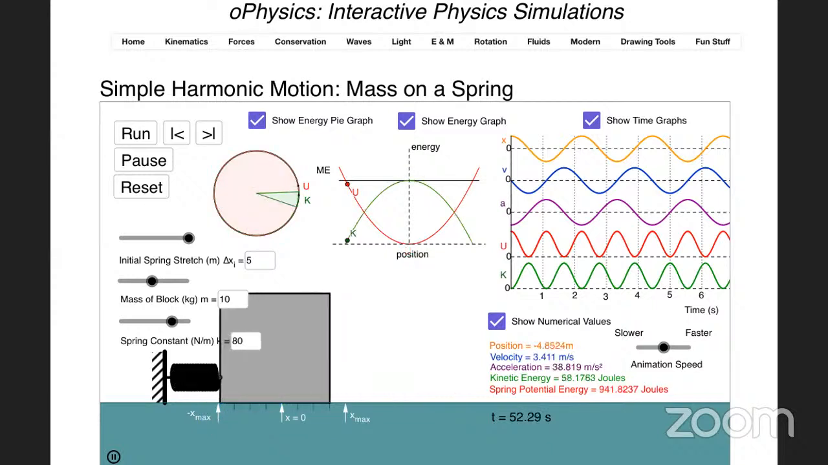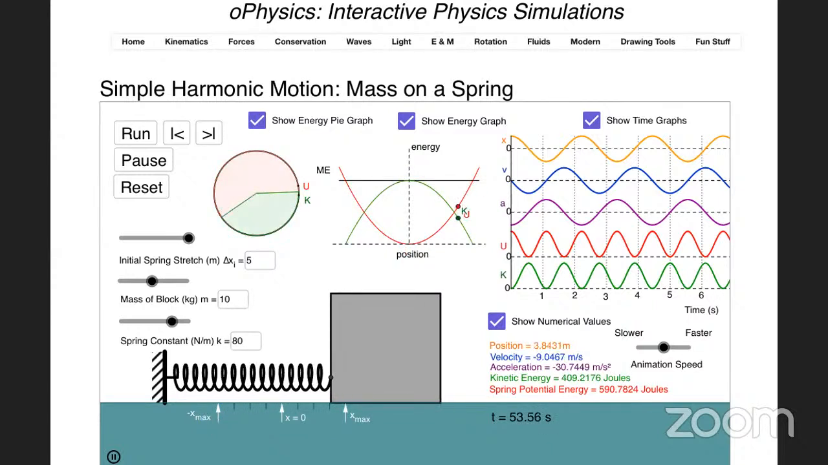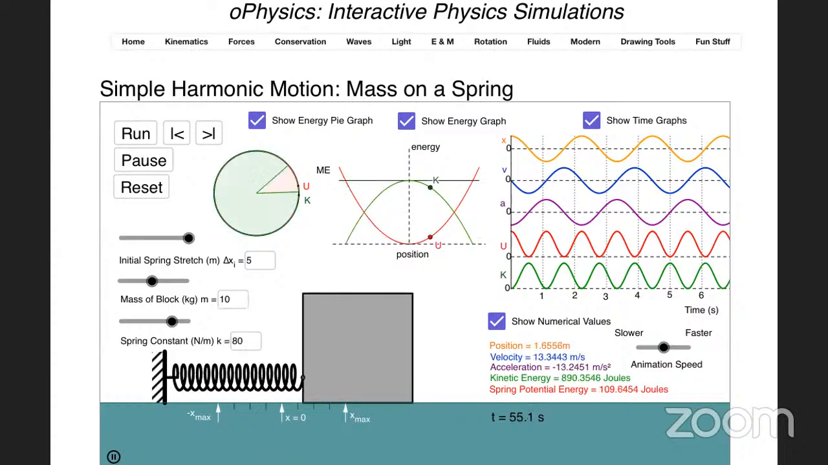So that is your simple harmonic motion then. Let's take a look at the theory behind it now.